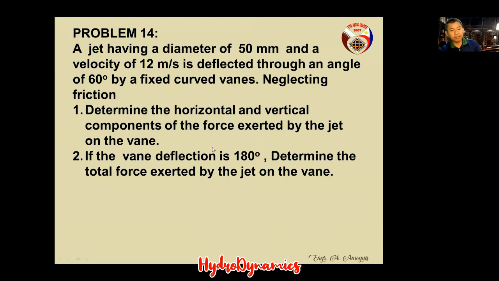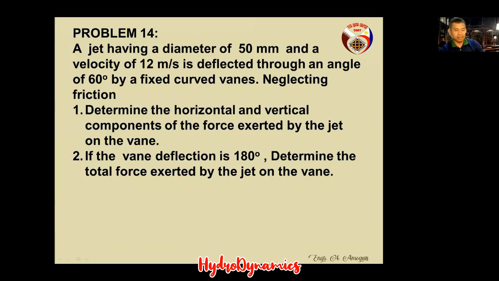A jet of diameter 50 mm and velocity of 12 is deflected through an angle 60 by a fixed curve vanes. Neglecting friction, determine the horizontal and vertical component of force. If the vane is deflected at 180 degrees, determine the force, total force exerted on the vane. Ito yung horizontal and vertical component. This is the case of open flow.